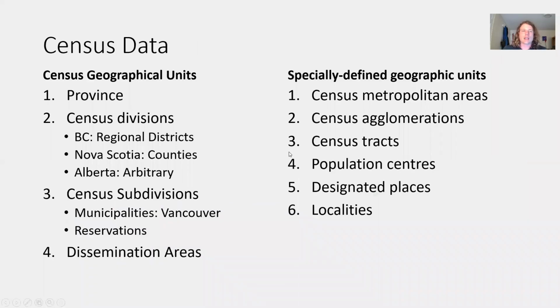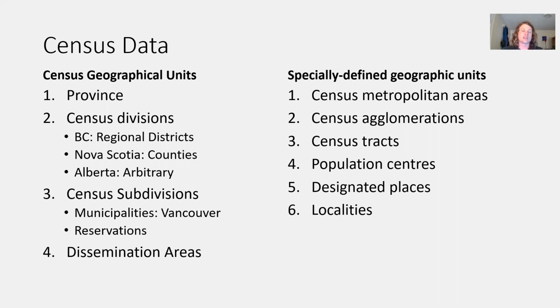And so in Canada, there are a variety of census geographic units. On the left side are the census geographical units that cover the entire country. And then on the right, there are some specially defined geographic units. So the largest census division is the province, followed by census divisions.